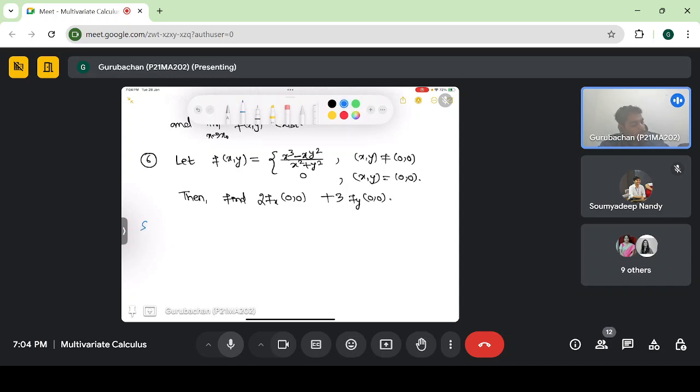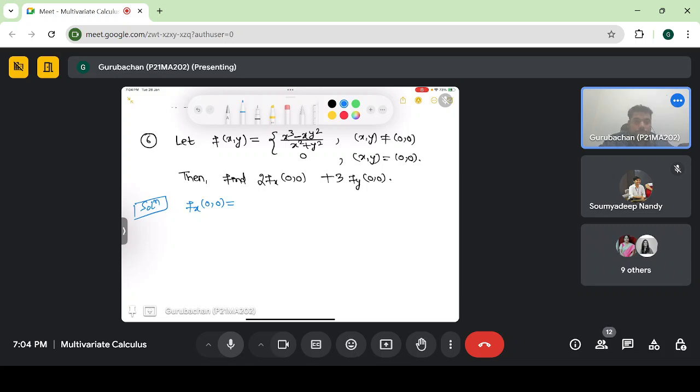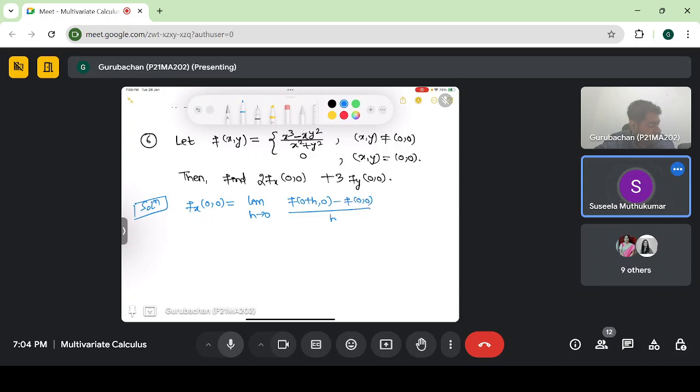Let's start doing parallel. How can we compute fx at (0,0)? The limit as h tends to 0 of f(0+h, 0) minus f(0,0), whole divided by h. Correct. Now put this in this function.